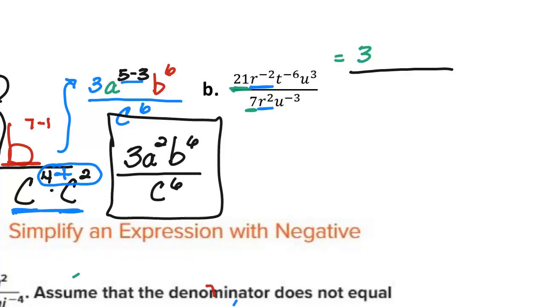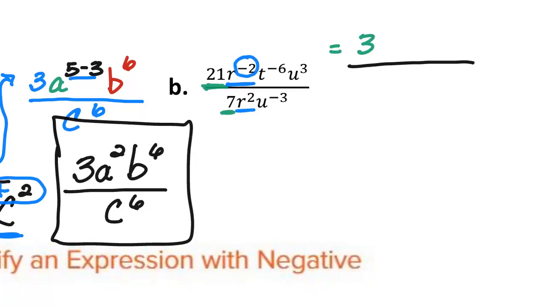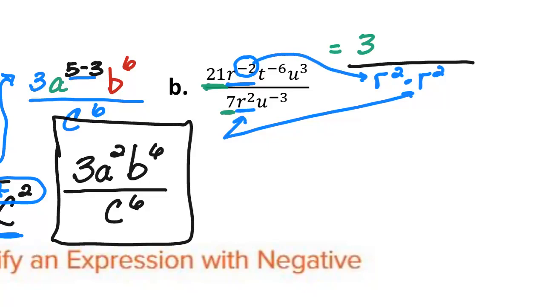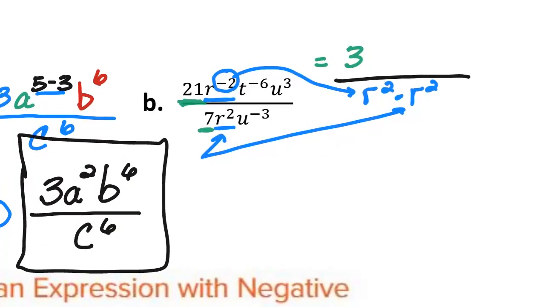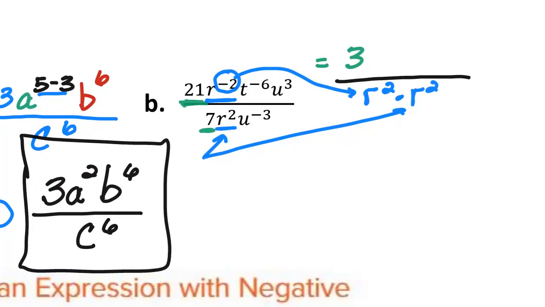Then I have r to the negative 2 divided by r squared. First of all, I'm going to deal with that negative exponent. R to the negative 2, I'm going to move that down, and it's going to become r to the positive 2. Okay? Now, this second r squared is just going to stay down there for now too. So this one is the first one, which moved to the other part of the fraction, and the 1 in the denominator is just going to stay there.